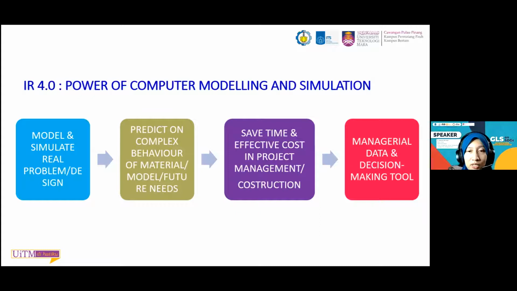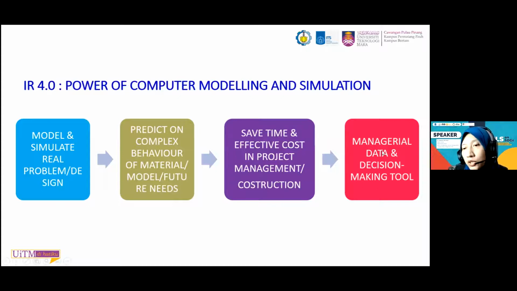So it's a good thing if you want to see a different view and different point of opinion or time. And the next one is on the part of saving time and effective cost in project management or any constructions here. Sorry, typo. So it does save time. So it is also cost effective. As I explained earlier, when we have IR 4.0, the manpower is getting reduced. There comes technology, there comes the robot, there comes IoT. So in this case, we can save time, we can save the cost of labor paid, and this will go to the cost or impact of having high-end technology.